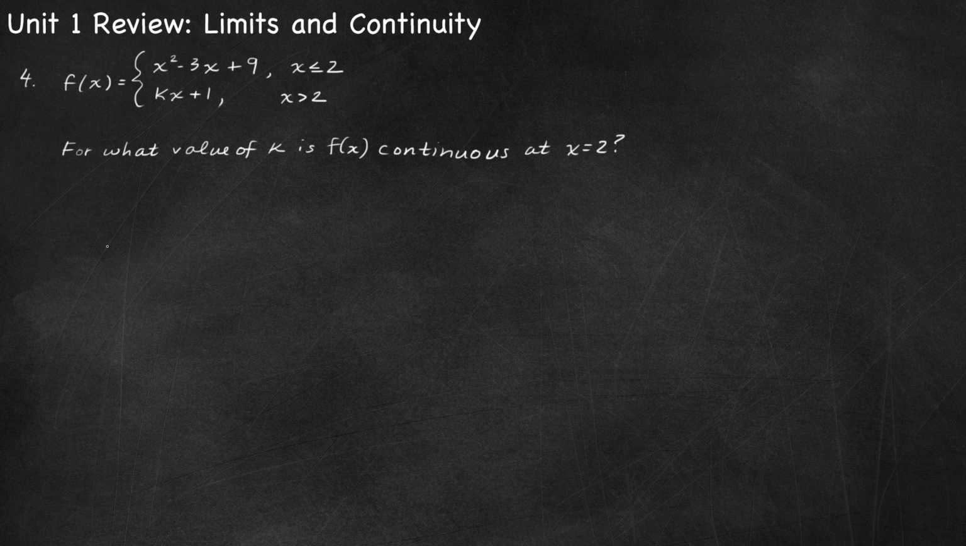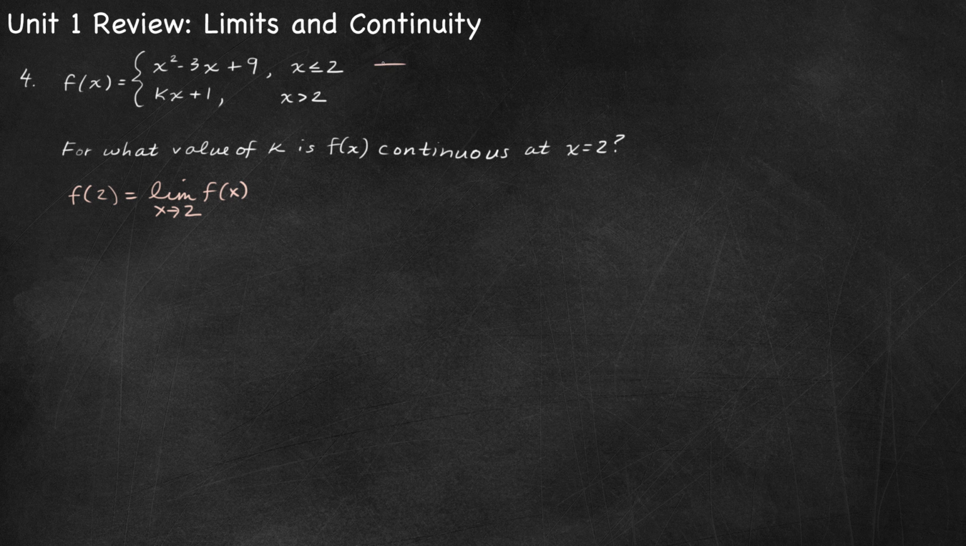Number 4, for what value of k is f of x continuous at x equals 2? Well, we have a three-part definition of continuity. So I know that if f is continuous at x equals 2, that means that f of 2 will equal the limit of f as x approaches 2.